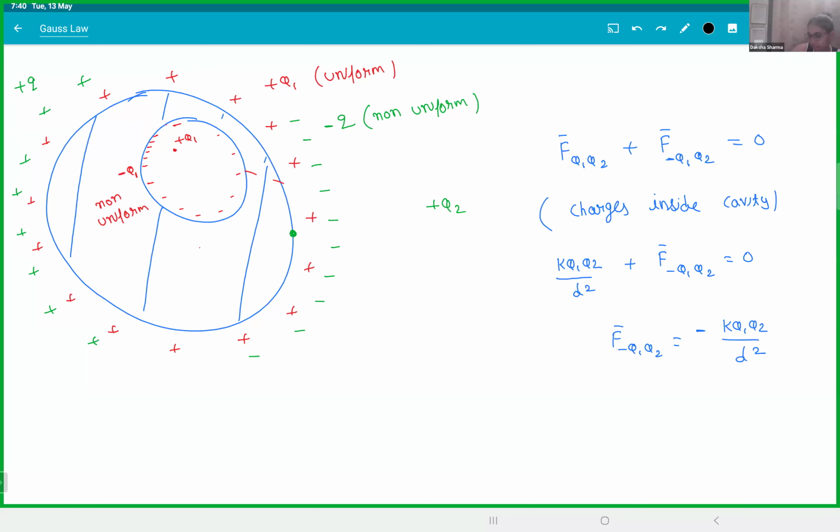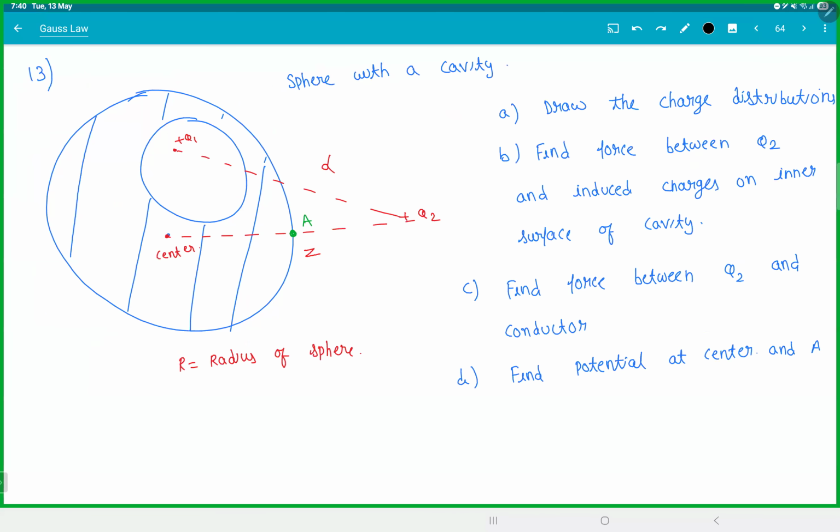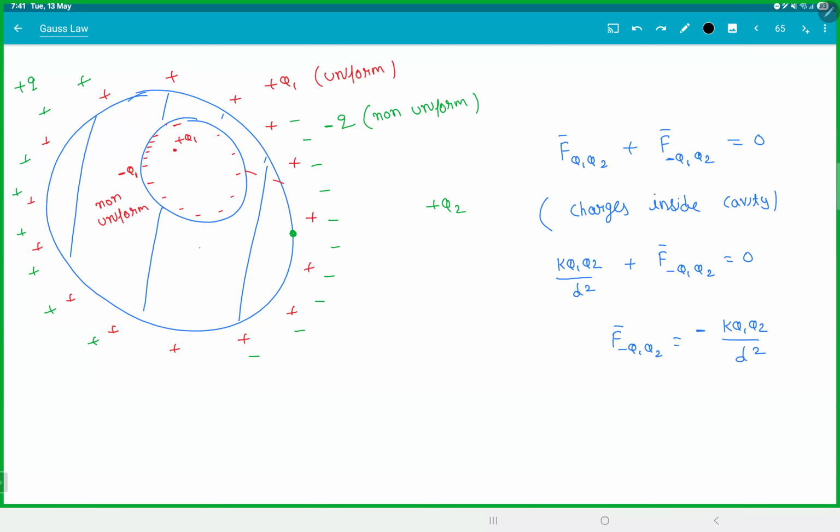So could you just show the question for a minute? That was the question, na? Find the force between the conductor and Q2. Okay, sir. How do we do that?